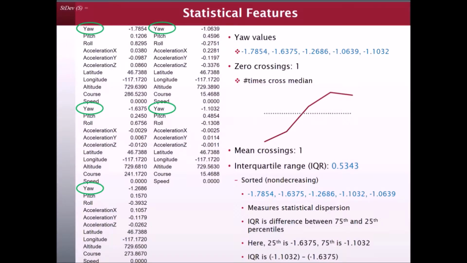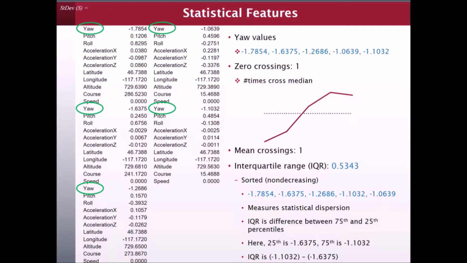Another set of statistical features that we can consider include zero crossings, mean crossings, and interquartile range. Let's again focus on the set of yaw values that we collected over 5 seconds. Zero crossings looks at the number of times the plotted values over the 5 seconds crosses the median line. So if we plot these values over time, as indicated by the red line, we're going to compute how many times that plotted line crosses the median, which is indicated by the dashed line. In this case, 1 time.